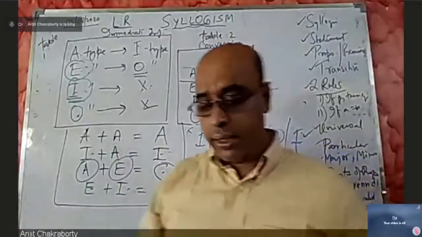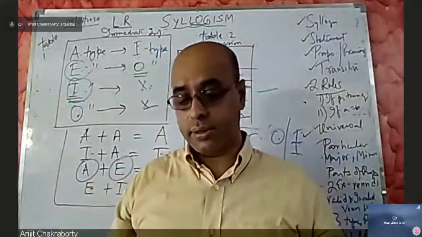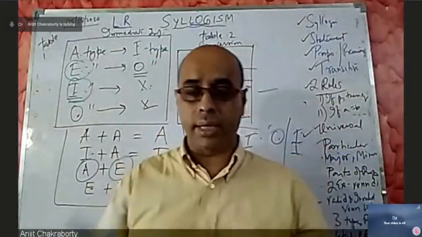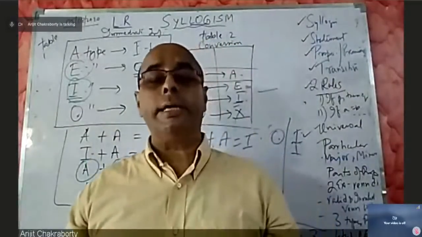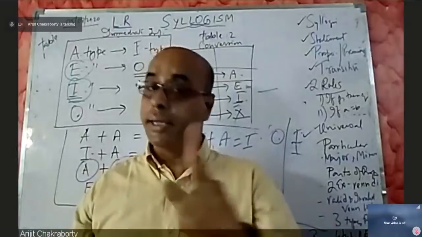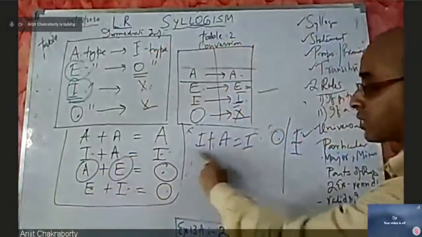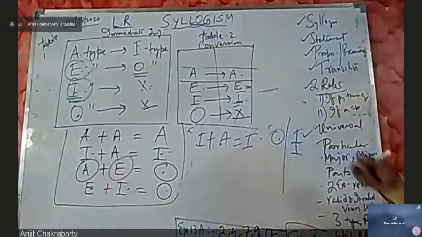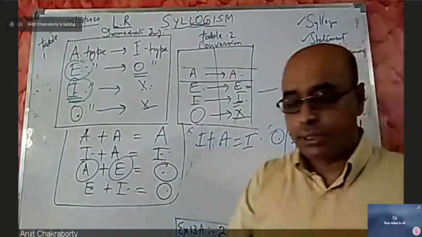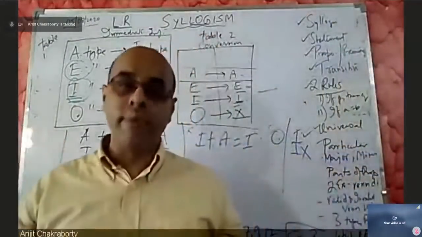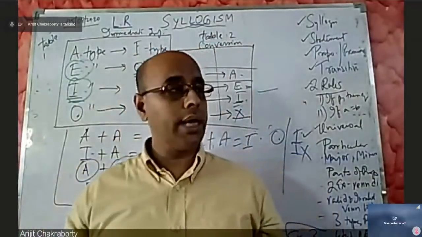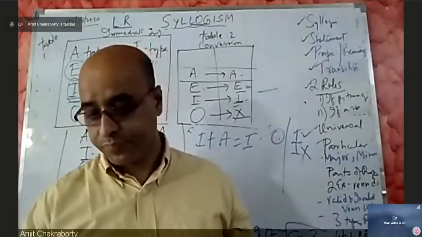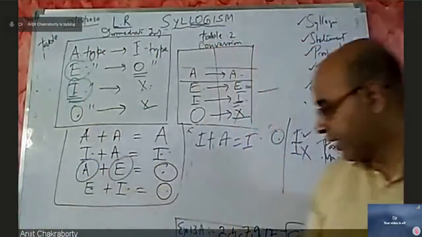The second conclusion is no director is an actor. No director is an actor is an E type conclusion. E type cannot happen because I plus A has to be I. So the second conclusion is wrong. So in case of question number 17, only the first conclusion is correct. So option A will be correct in this case. We move on to number 20 now.